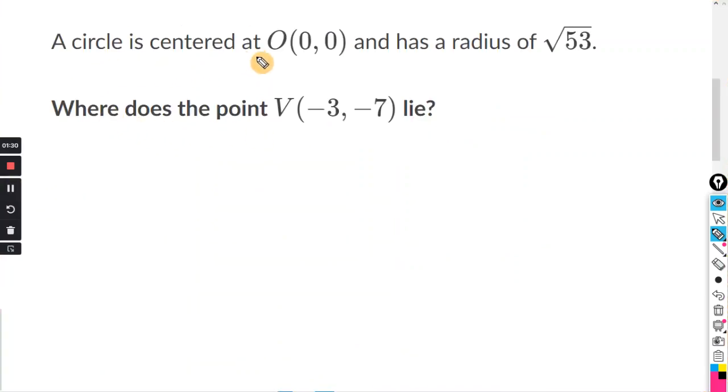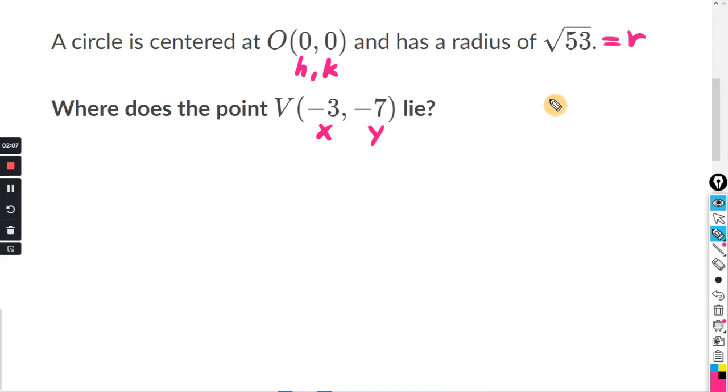Okay, a circle is centered at point O, which is (0, 0), and has a radius of radical 53. Where does the point V, which is (-3, -7), lie? All right, so the center of the circle, we said, is h comma k. And this is the radius r, radical 53. And a point on a new circle is going to be x and y. So the first step is to find r squared.